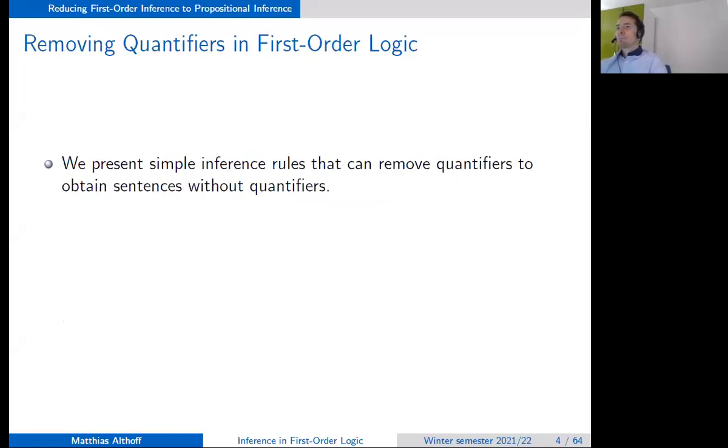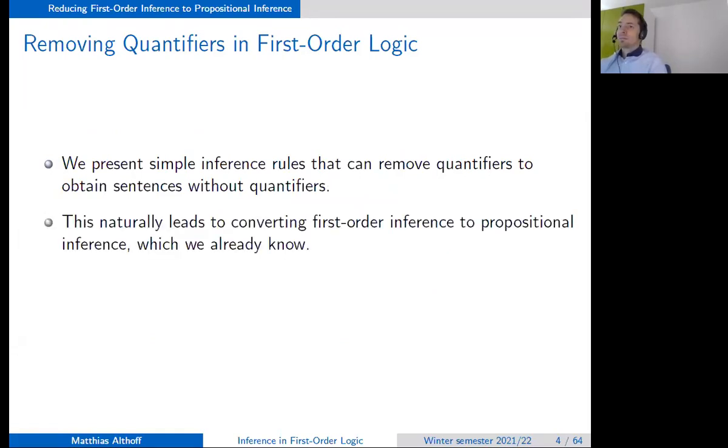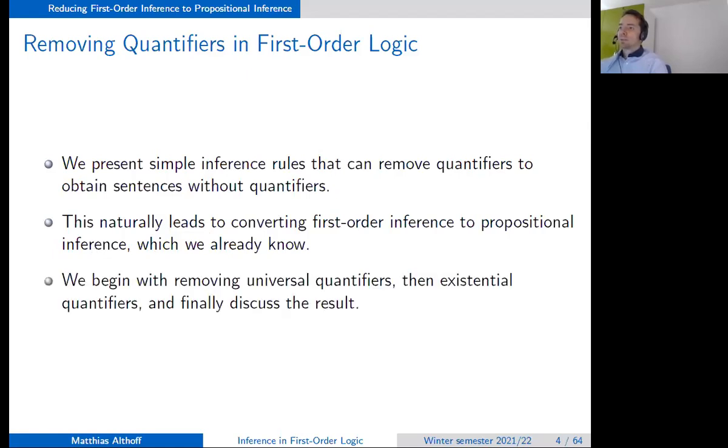Okay. So let's start with removing quantifiers in first order logic, because of course there are no quantifiers in propositional logic, and if you want to convert it, then we have to get rid of them, obviously. And so this will, as I mentioned, naturally lead to the propositional inference rules, which we already know, and we will start with eliminating the universal quantifiers and then existential quantifiers, and then discuss the result.